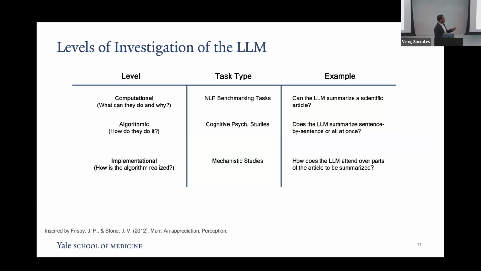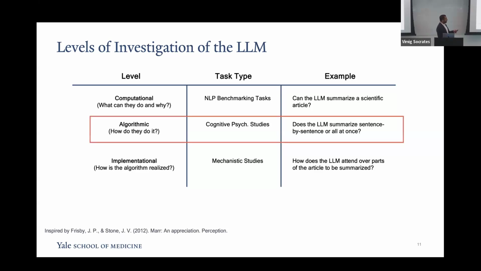The second one is algorithmic, which is how do they do it? From my perspective, what is the process by which they're solving this, in this case the reasoning process? And finally, the implementational. That's at the hardware level or maybe a slightly higher level. What are the implementations that need to go into that? And I'm looking at the algorithmic level, using a cognitive psychology lens.